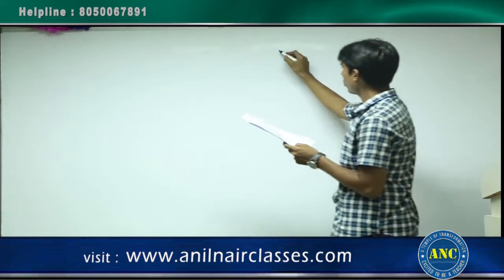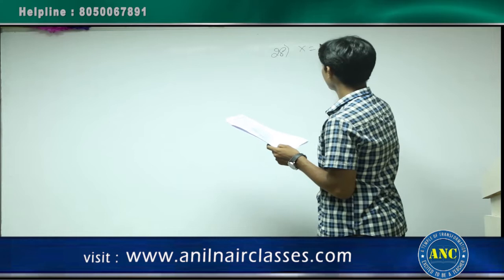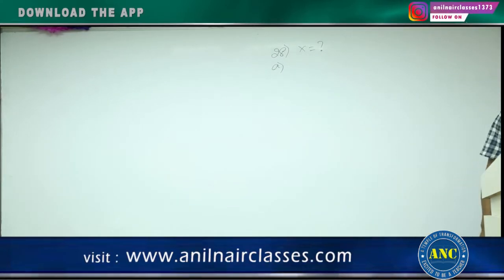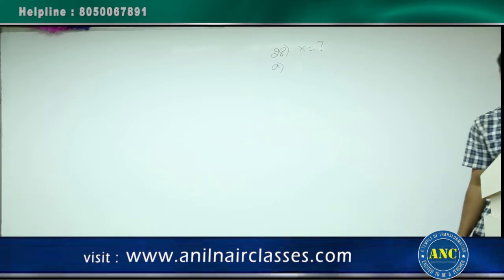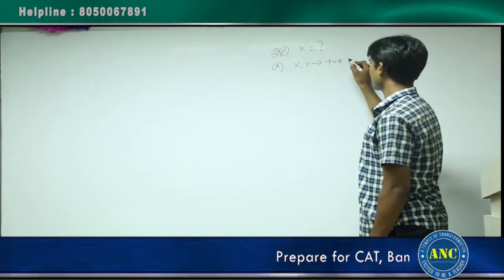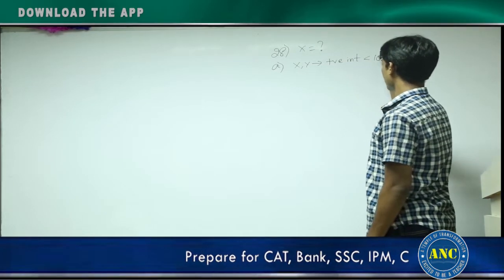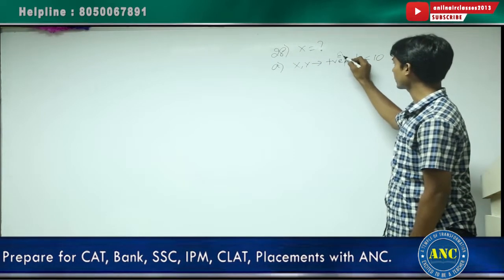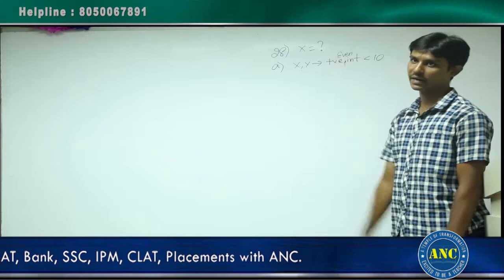28th one. What is the value of x? Statement 1 alone: x and y are unequal positive integers less than 10, and x by y is an odd integer. X and y are positive even integers less than 10, and they are not equal.